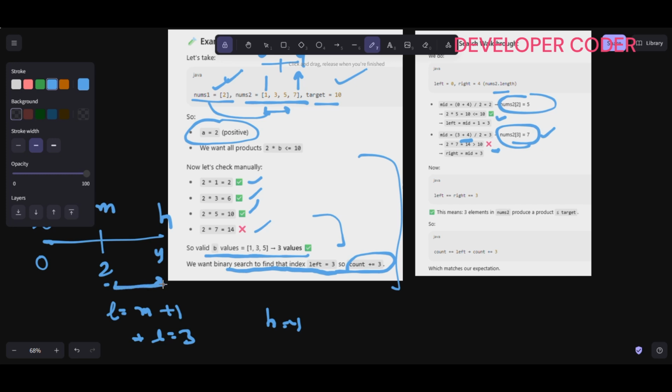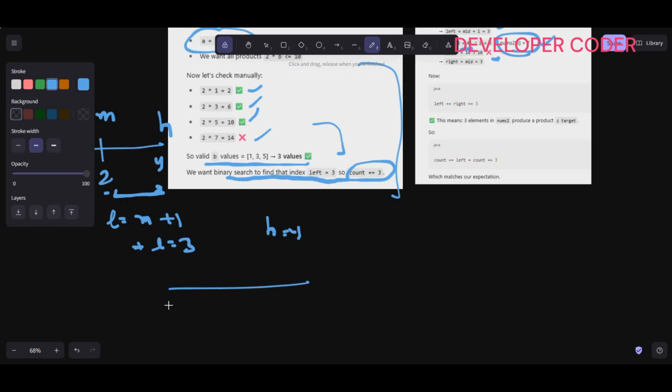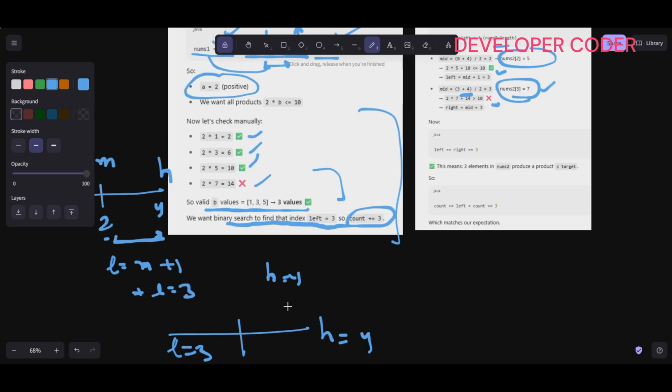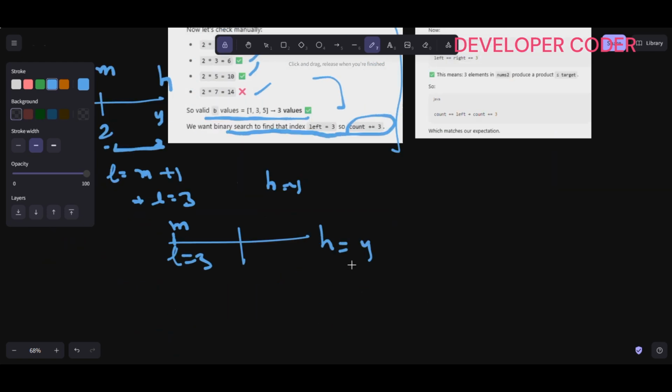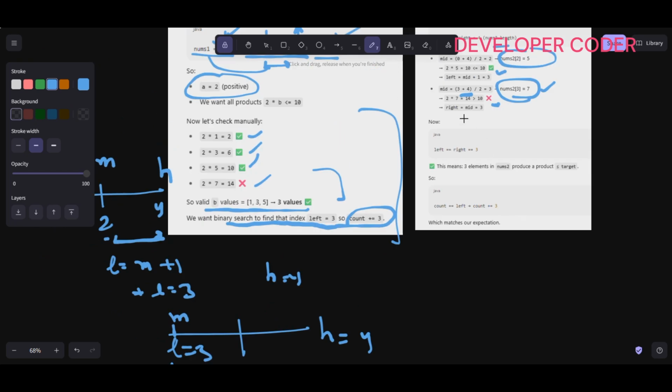So this is my low and high. Let me draw it here: low at 3 and high at 4, and I get some mid. My mid is also at 3 only. With this the answer is not possible, so I'm going to set my high to mid. Here both left and right become equal at the same position, so we can simply end the loop. In the end, you see that left and right are both equal to 3.